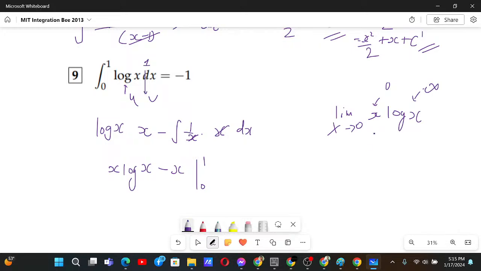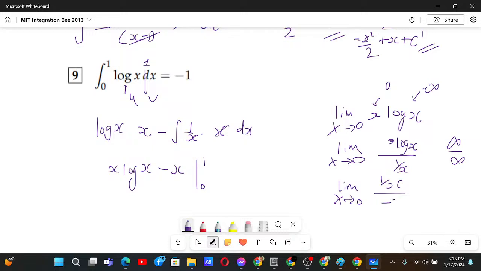So now in this case, what we can do is change it to this form, log x by 1 by x. Now in this case, it's actually infinity by infinity form. Now we can use L'Hopital's rule, and then we can just differentiate. This gives us 1 by x by minus 1 by x square. Now that is minus x. So now if we substitute 0, that will be minus 0, which is 0. So this limit is actually equal to 0.